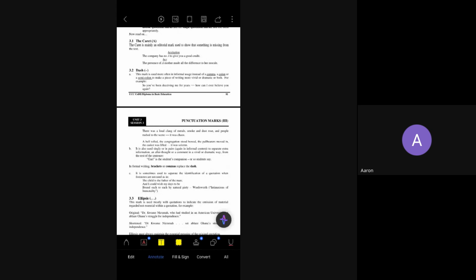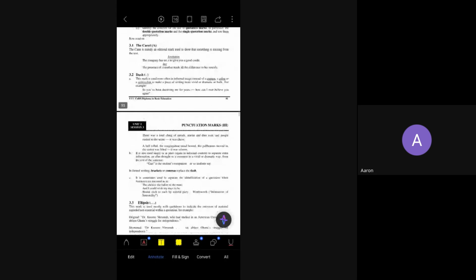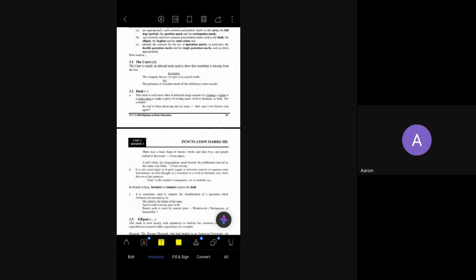How do we use the caret sign, please? Because we are all students and we are still learning, so we mostly use them. How do we use it? The caret or the omission sign? Madam, it is used whenever you make a mistake, like you forget to bring some statement in between whatever you are writing.